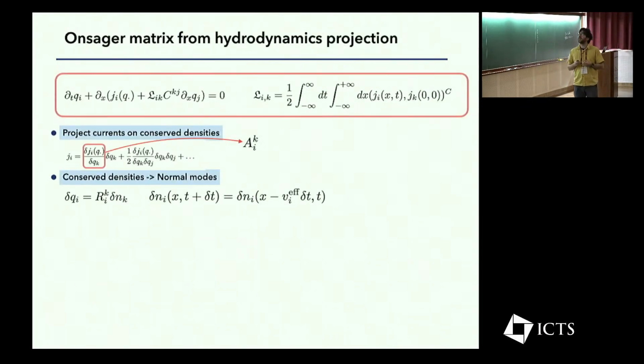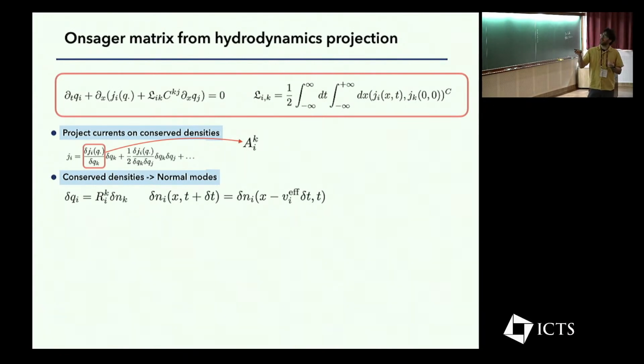You can do it, and this is a remarkable property of integrable systems. It has to do with the fact that there is a simple way to understand diffusion in these systems, and it has to do with hydrodynamic projection. Okay, hydrodynamic projection, it's exact in integrable systems. So what does it mean?